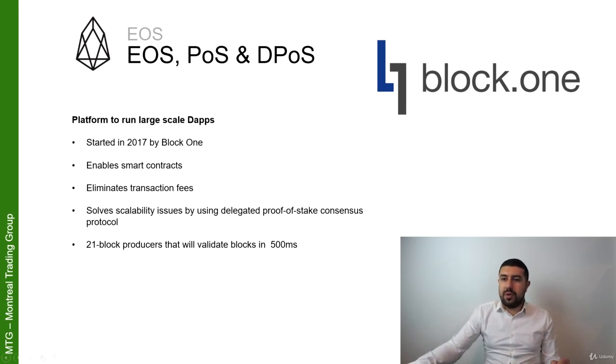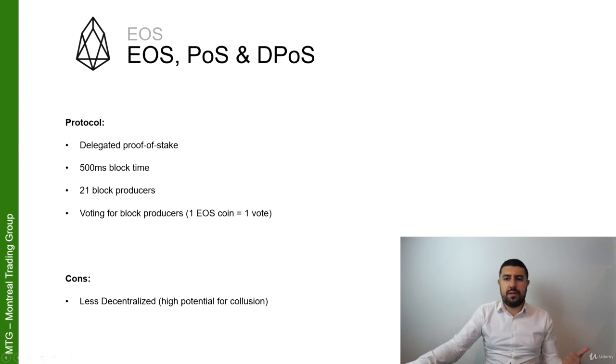So yeah, EOS enables smart contracts and does this. They have 21 block producers that will validate blocks in 500 milliseconds. The protocol: delegated proof of stake, half a second block time, 21 block producers. Voting for block producers, each EOS coin has one vote. The con of EOS is that it's less decentralized.